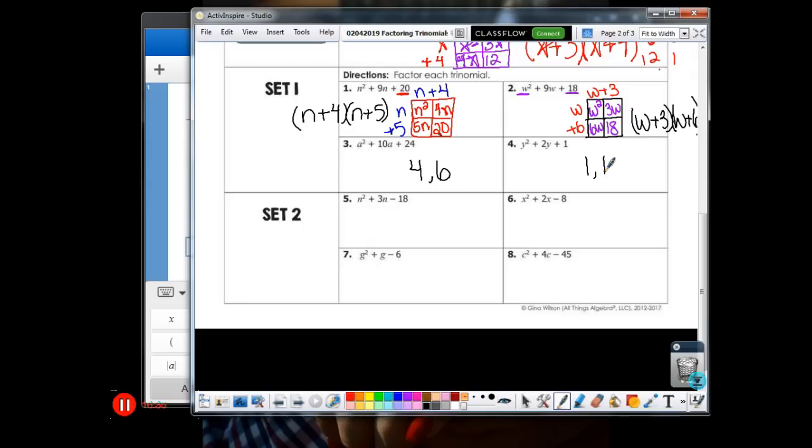So now we have negative 18. So I'm going to draw my box. So what stays the same? The n squared, and then negative 18. So now I need two factors that multiply to what? Negative 18. And what do they have to add up to? Positive 3, right?